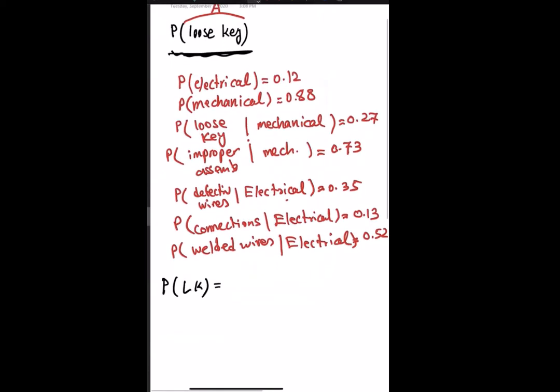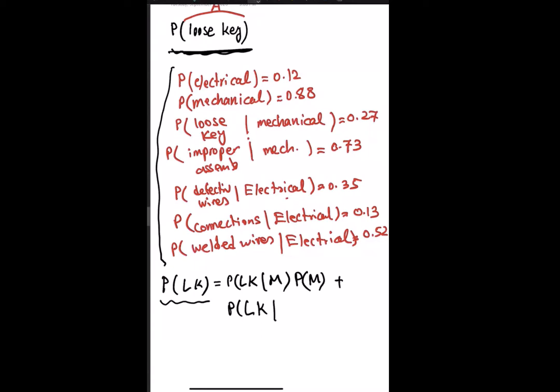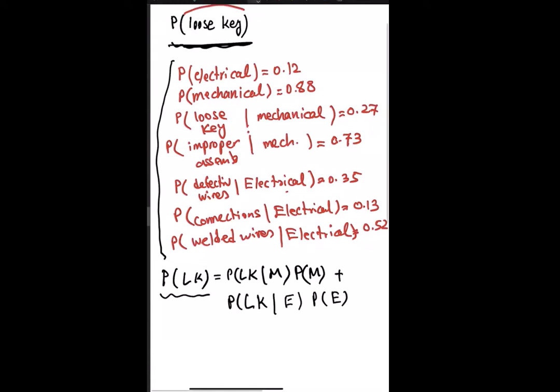What is the formula? We want to be able to rewrite this based on whatever we have in the problem statement. Probability of loose key given mechanical, times probability of mechanical, plus probability that we see loose key error given that the error is electrical, multiplied by probability that the error is electrical. That's just the general formula, right?